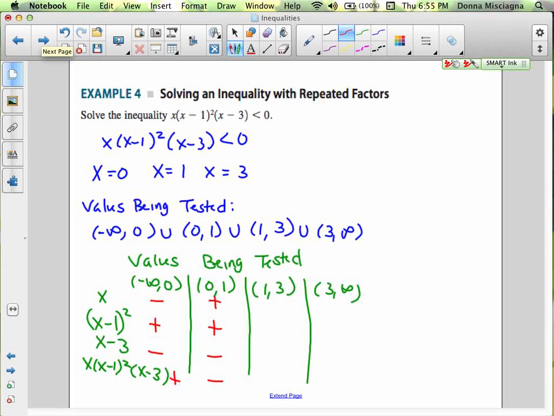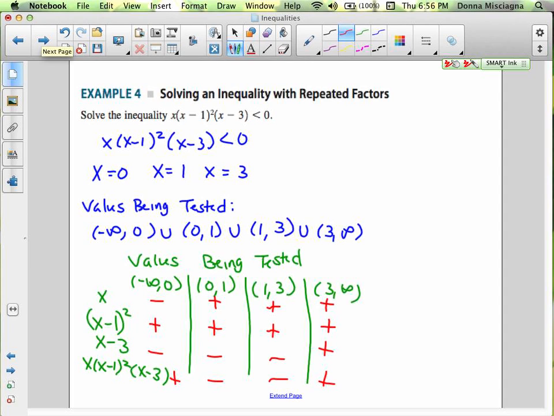And then the next one, we have between 1 and 3. Those are positive numbers, so that'll be positive. This one was always positive. And if I plug in 2, 2 minus 3 is negative, so this is still negative. Now if I plug in something greater than 3, x is positive, the squared term is always positive, and x minus 3 will be positive as well. So the product here is going to be a positive value.